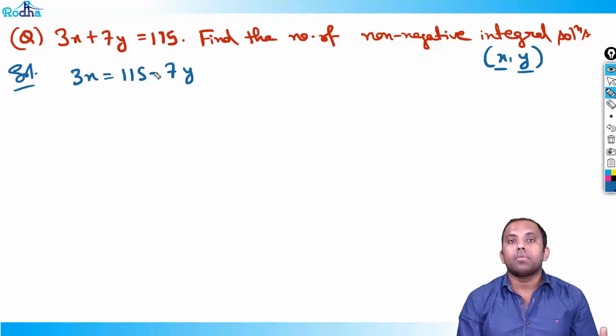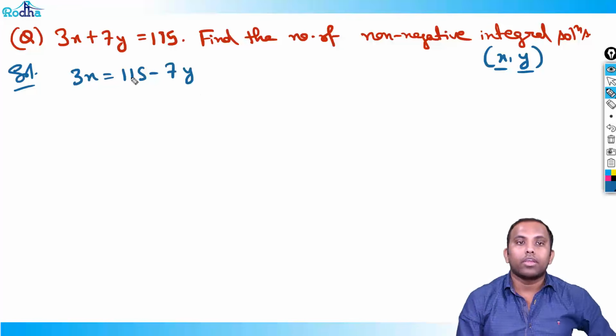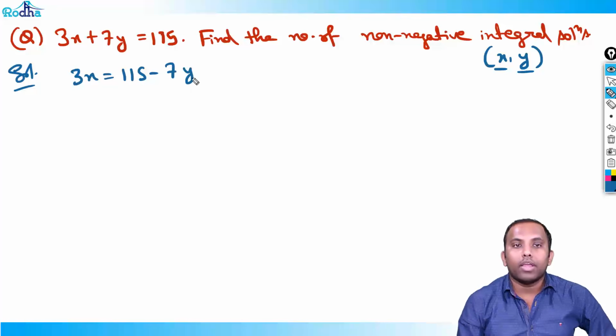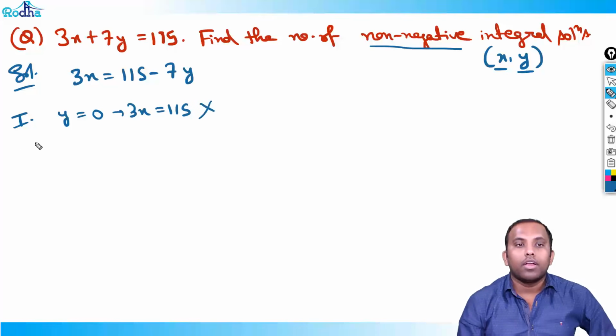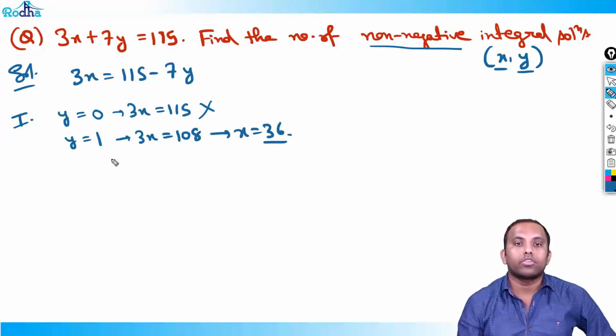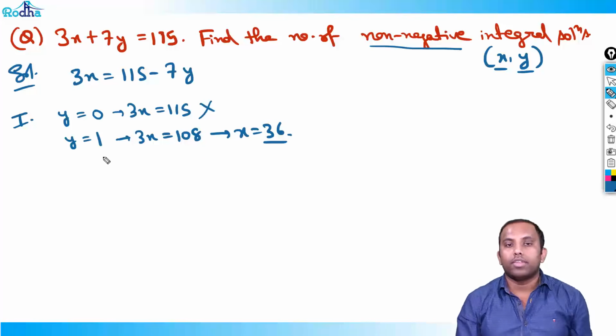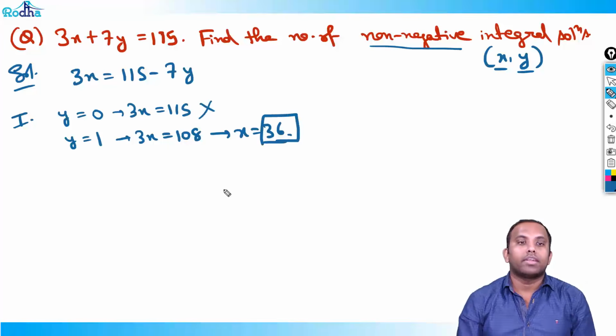That is the first method. The second method is the remainder method. It's your wish. We look for the value of y at which we get x as an integer. First we'll discuss the first method. At y equal to 0, since it is non-negative, we start from 0. At y equal to 0, 3x is 115, which is not an integer. At y equal to 1, 3x is 108, so we got x equal to 36. That's what we were looking for.